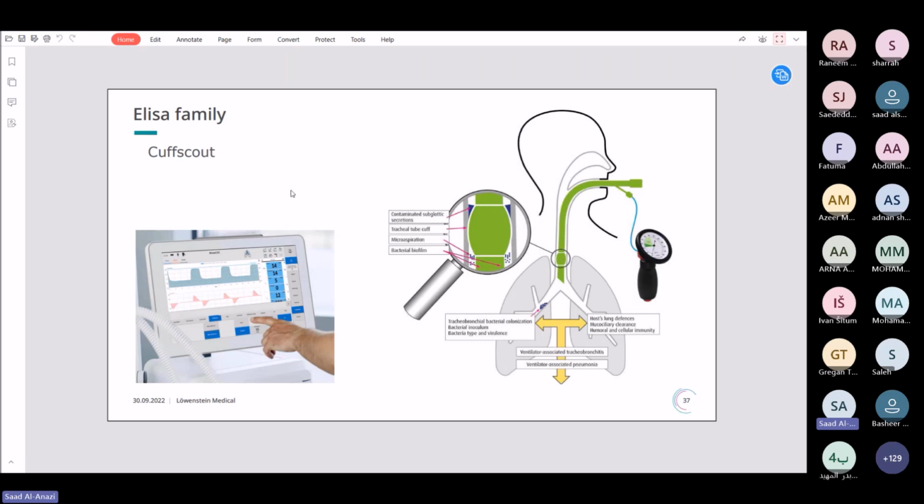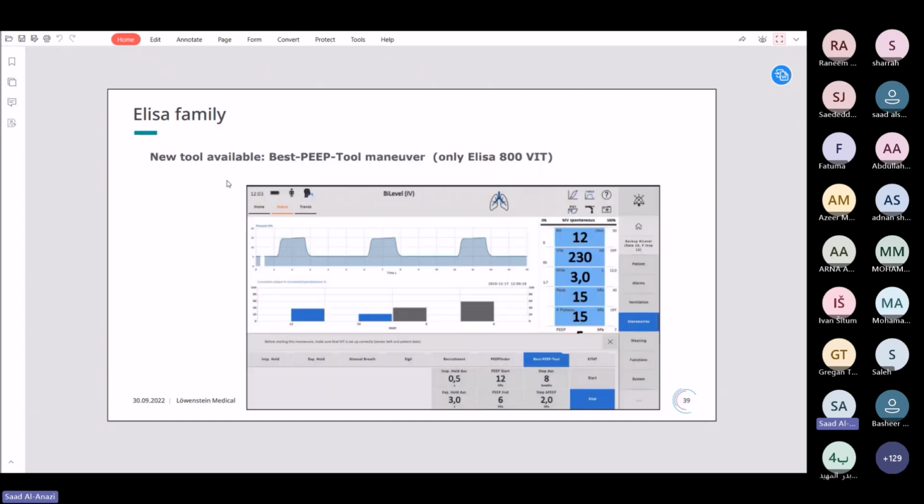What is the outcome of keeping the balloon all the time at a good and proper centimeters of water or pressure? It prevents secretions from going back to the lung. Also, it minimizes ventilator associated pneumonia, which is really a great option to help minimize the length of stay for the patient and decrease the infections related to the ventilators. What is the name of this? It is the cuff control feature.